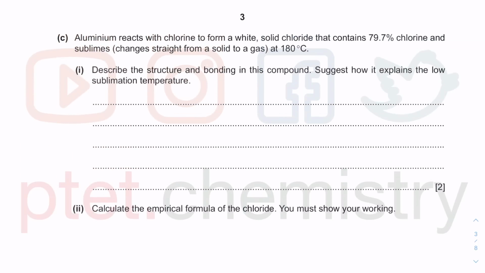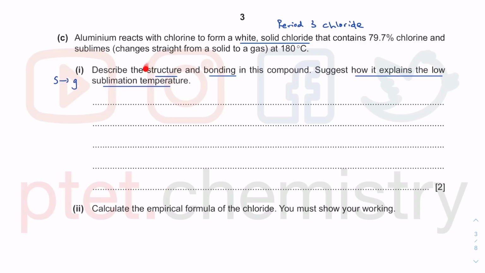Now the next thing, aluminium reacts with chlorine to give you this white solid chloride. This is part of period 3 chloride chemistry under AS periodicity. So this is still in the syllabus, obviously. Describe the structure and bonding, and then suggest how it explains the low sublimation temperature, solid going to gas. So the low sublimation temperature suggests that you must have a simple covalent structure.